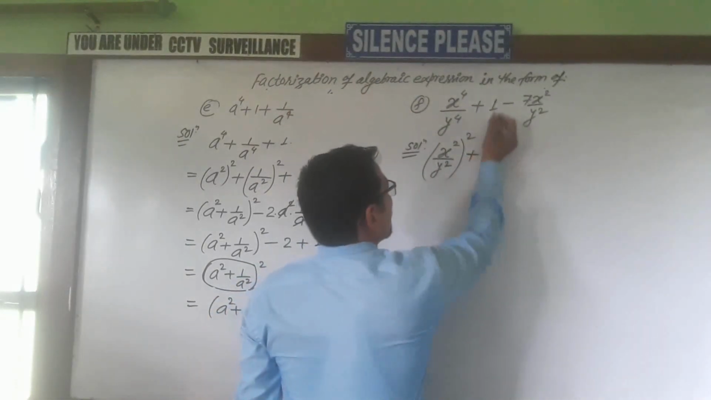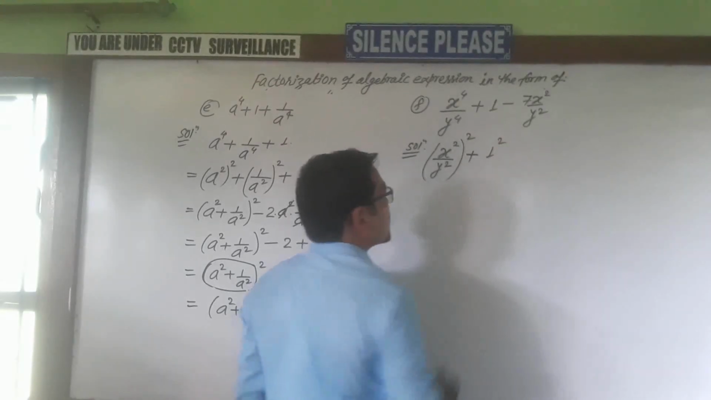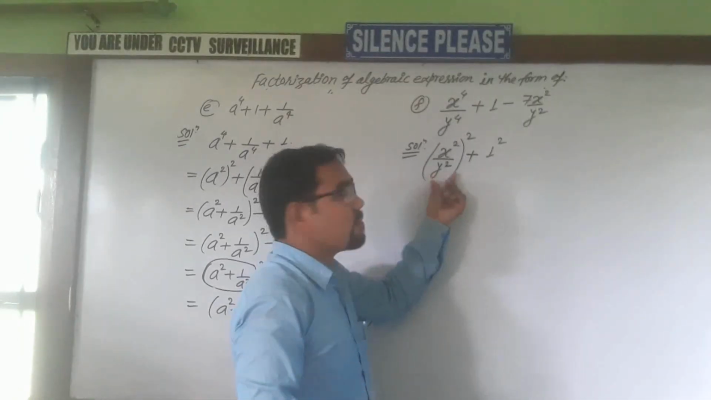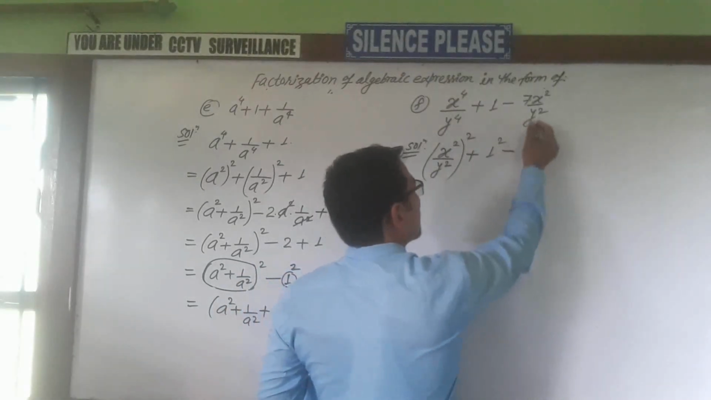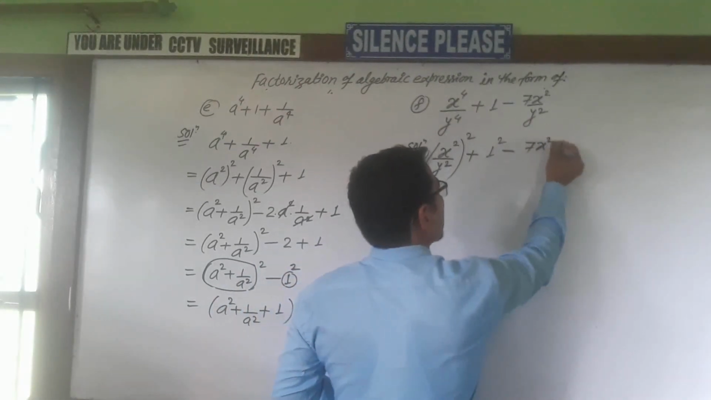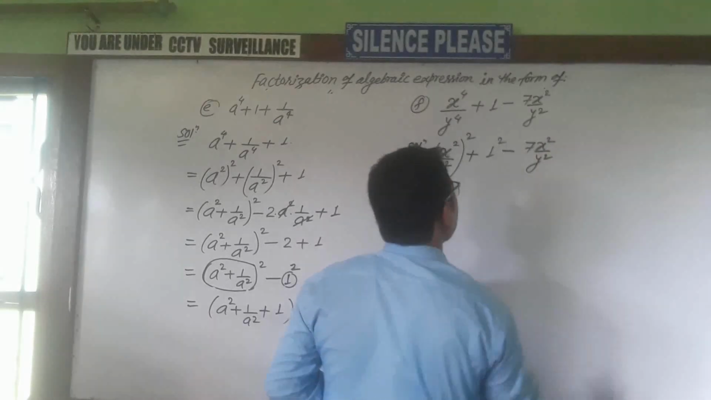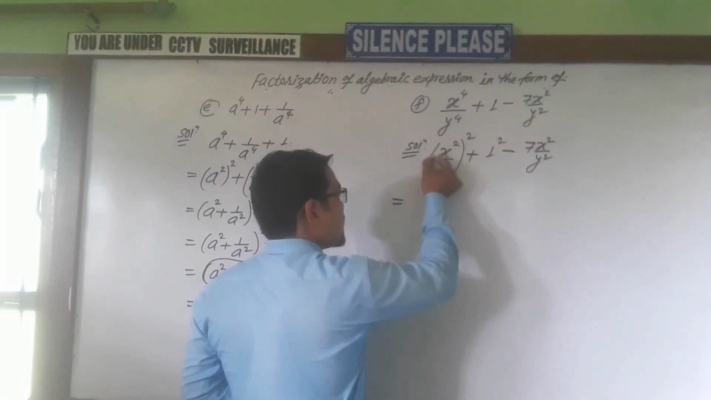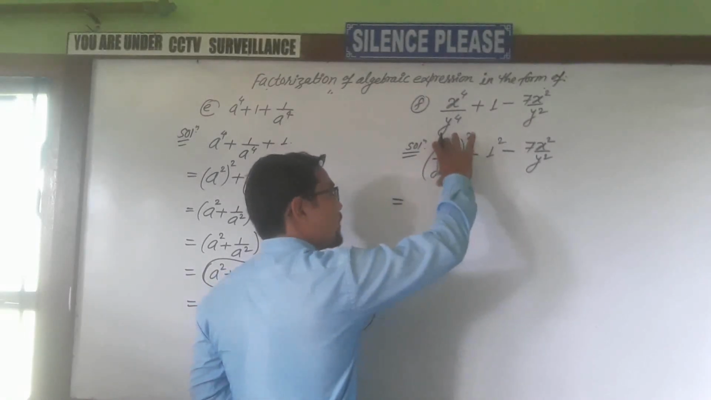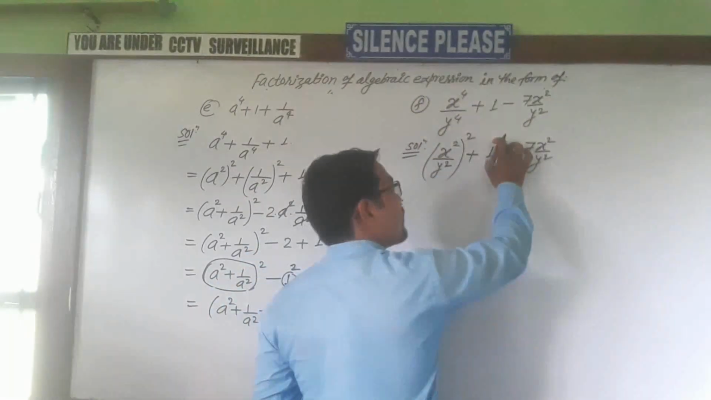So first of all we are writing it in the form of a² + b². The last term we have to write the same as it is, 7x²/y². No need to do anything, we keep it the same. This x²/y² we consider as a, and this 1 we consider as b.